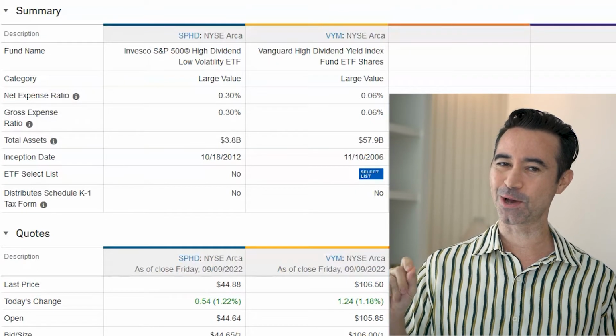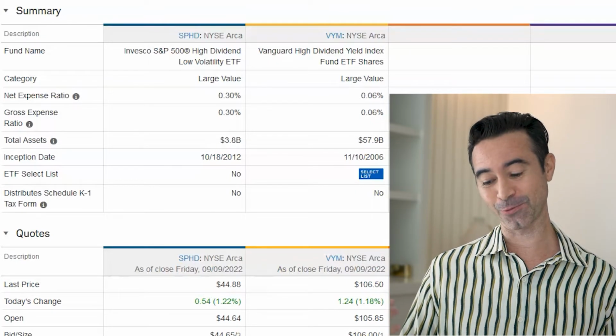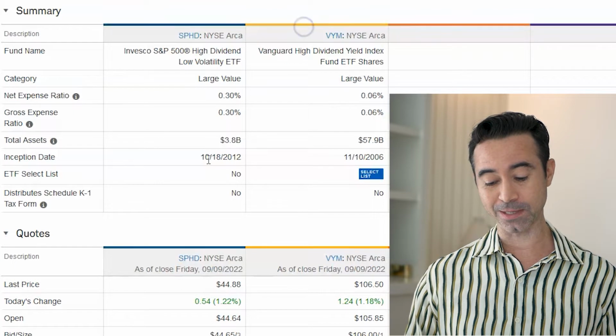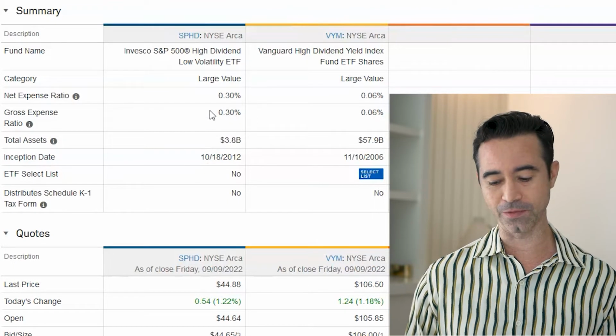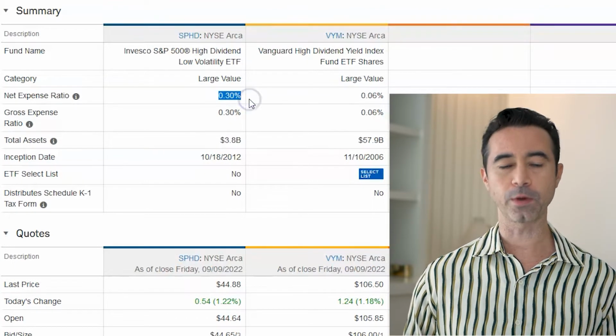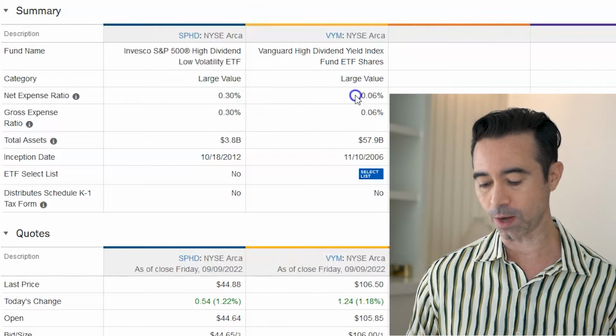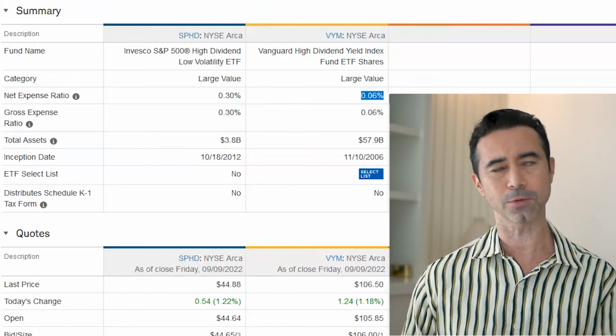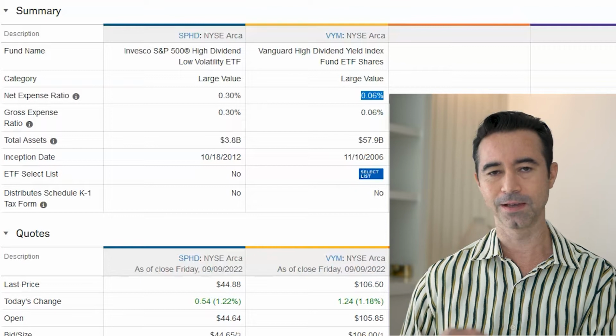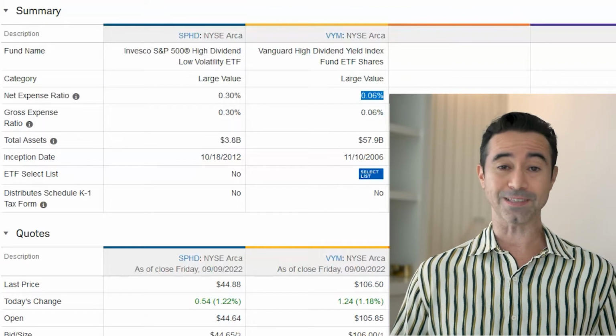So, let's now compare these two ETFs. Let's start off with the expense ratio. Okay, what do you think the expense ratio is for these? Well, interestingly, SPHD is a lot more expensive than VYM is. So SPHD is 0.30% and VYM's only 0.06%, okay? That's 6 basis points. So that's a very cheap ETF comparatively. SPHD, it's pretty cheap, but it's a lot more expensive than VYM.